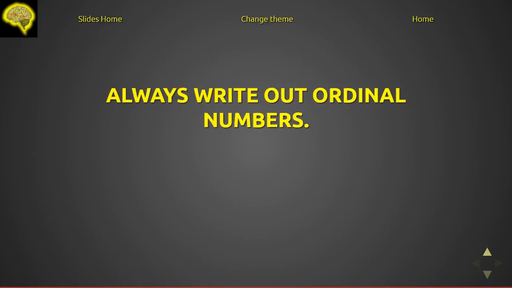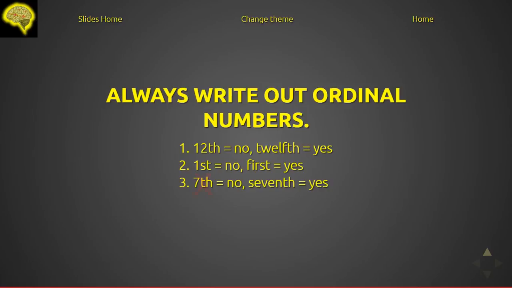You always write out ordinal numbers. So for example, 12th, which is the 12 numeral with a TH, is no. Don't do that. You should write 12th as TWELFTH. First should be written out FIRST, not 1ST. Seventh should not be written 7TH, it should be written SEVENTH.